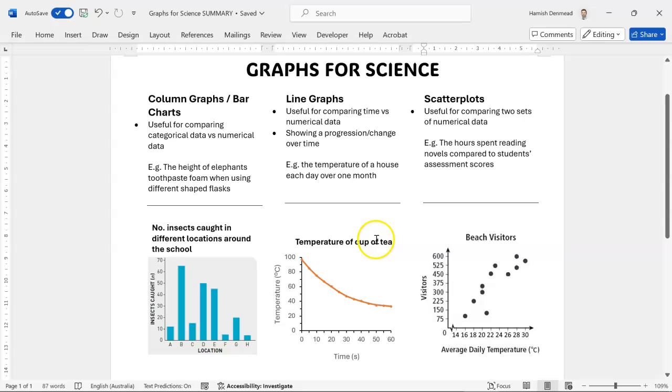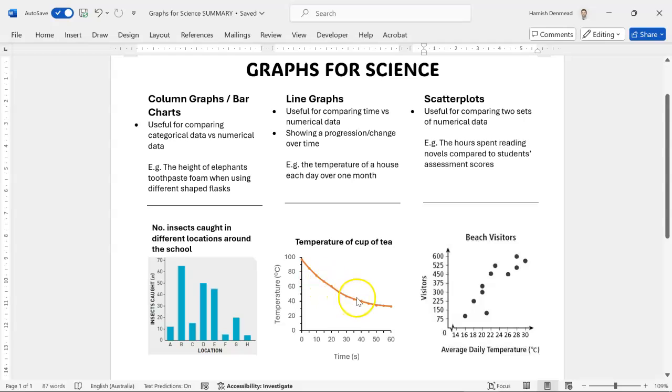Here's another experiment some students did. They poured out a fresh cup of tea and they measured the temperature over a minute, 60 seconds. And so time is always on the x-axis, in seconds is the unit for this one. And then temperature was the dependent variable that they were measuring. And so that's the numerical data which goes on the y-axis.